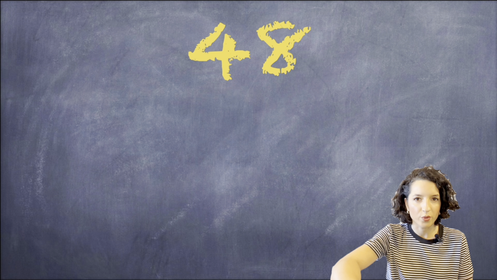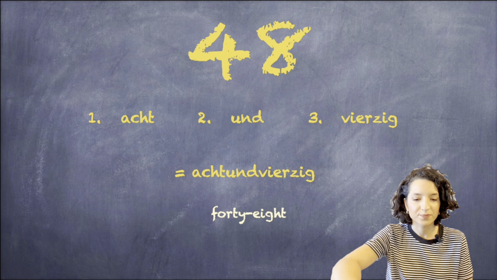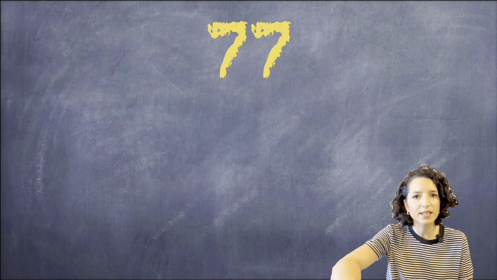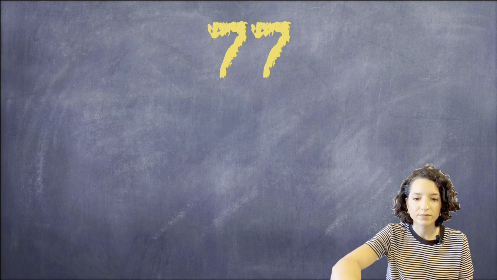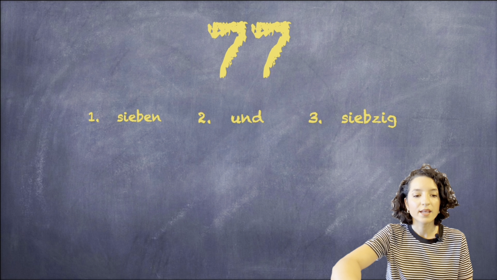How do you say 48? 8 und 40. 48. And how do you say 77? Unit digit 7, then und and tens digit 70.